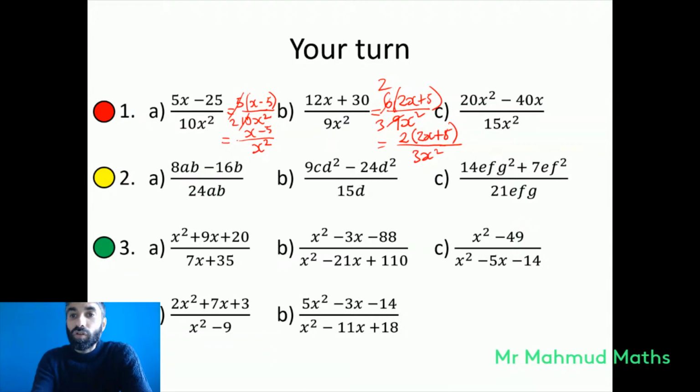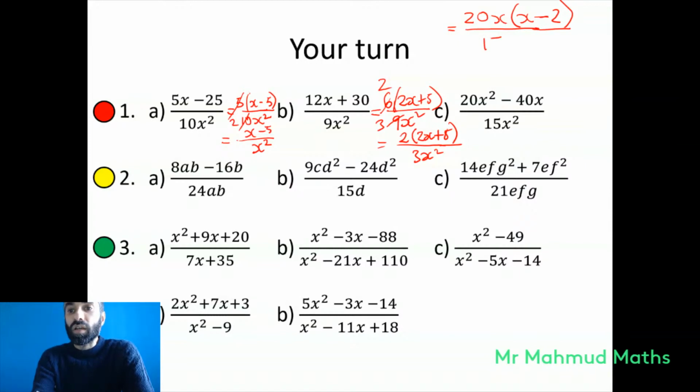This one, let's do this one on the top here, 1C. 20 and 40, highest common factor is 20. X squared and minus, well, x is going to be x bracket. What do I times 20x by to get to 20x squared? I need to times it by x. What do I times minus 40? Well, 20 by to get to minus 40 would be minus 2.